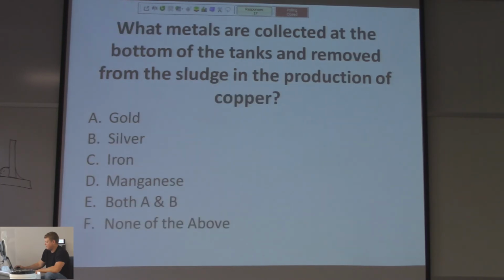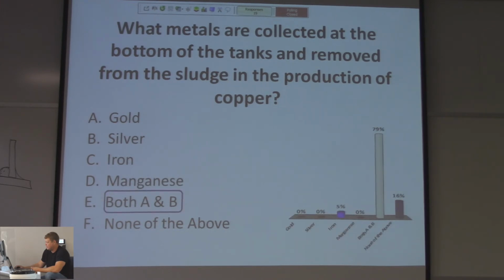What metals are collected at the bottom of the tanks and removed from the sludge in the production of copper? Gold, silver, iron, manganese, both A and B, none of the above. Both A and B, gold and silver. 79% of you were 100% accurate.